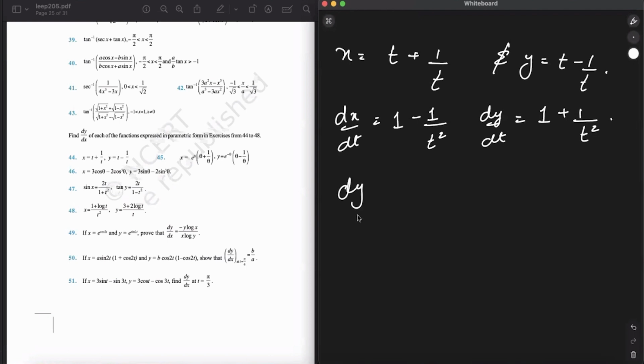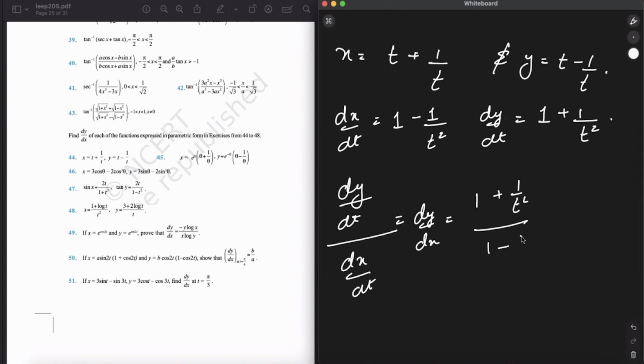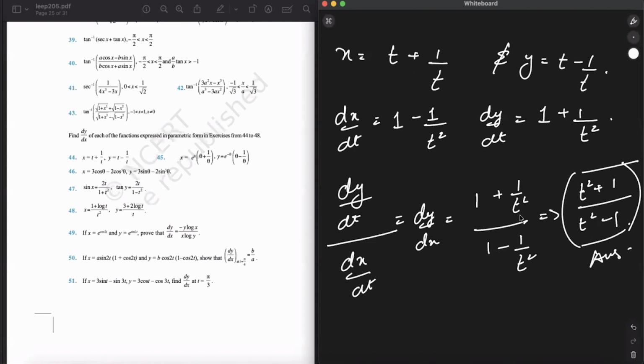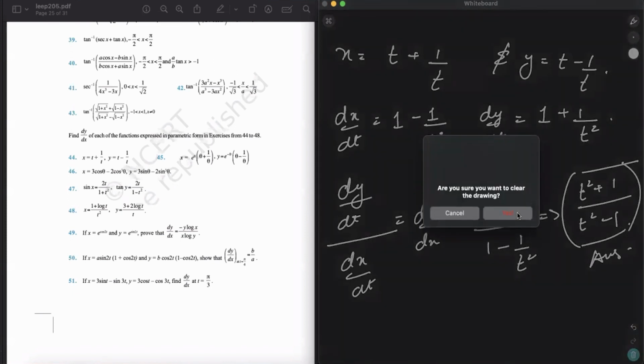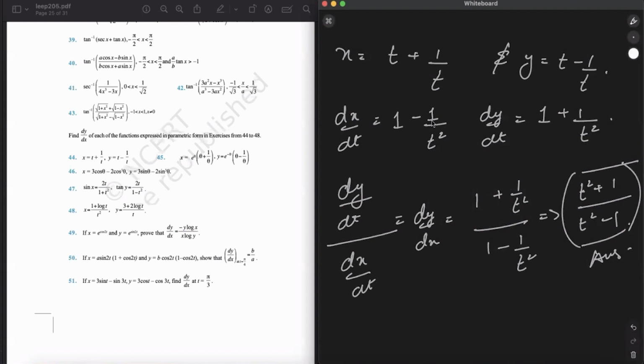dy by dt whole divided by dx upon dt is nothing but dy by dx. So it is 1 plus 1 upon t square over 1 minus 1 upon t square. So I can write it as t square plus 1 over t square minus 1. This will be your answer. Now moving on to the next question.